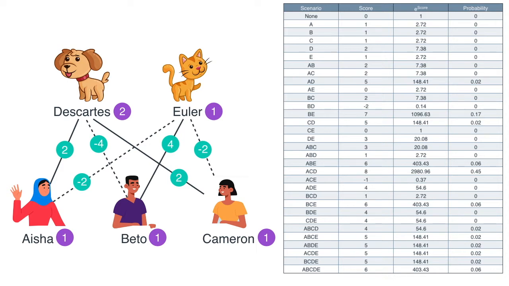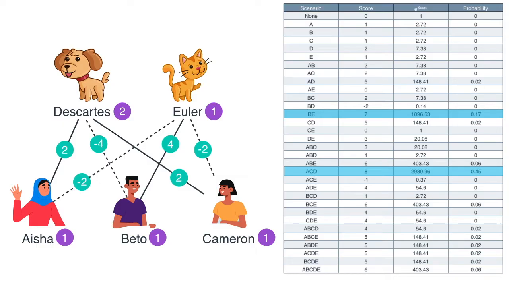And now let's look at the most likely ones. These are BE for Beto and Euler with a score of 7 and a probability of 0.17 or 17%. And ACD for Asia, Cameron, and Descartes with a score of 8 and a probability of 0.45 or 45%.